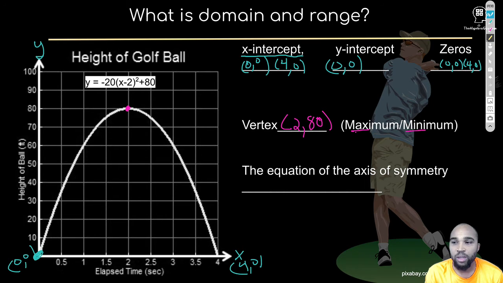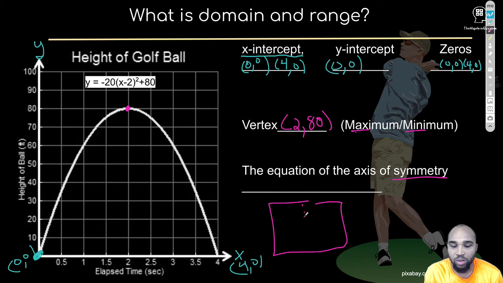Remember, symmetry means something divided equally into two parts. If you remember the butterfly activity that you did in elementary school, or maybe your niece, nephew, or little brother or sister did, you'll have a piece of paper and you'll fold it in half to make this butterfly. You'll draw one half.